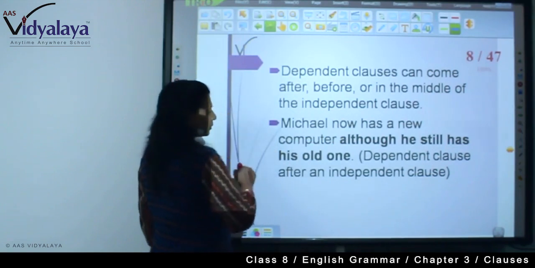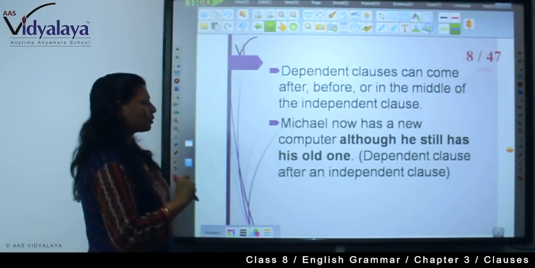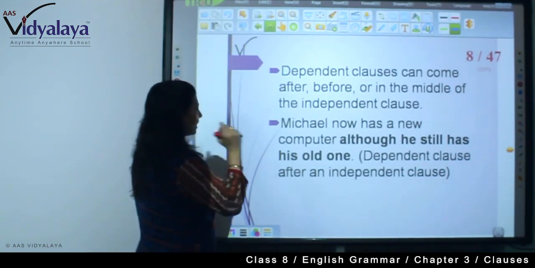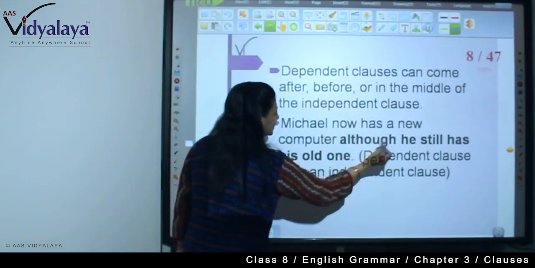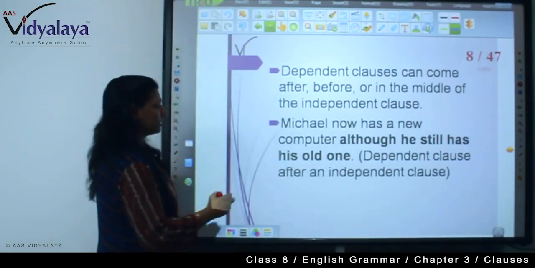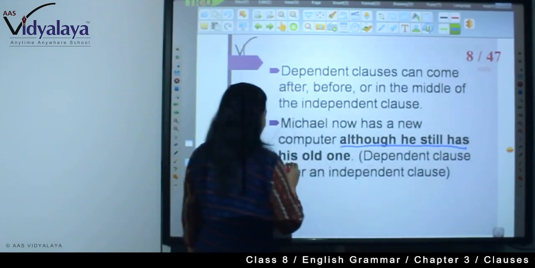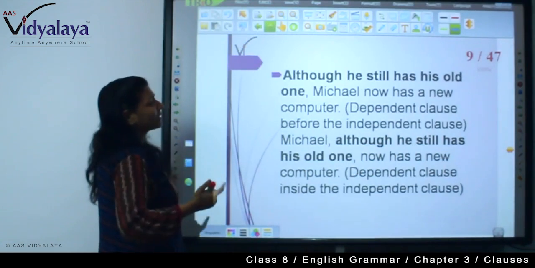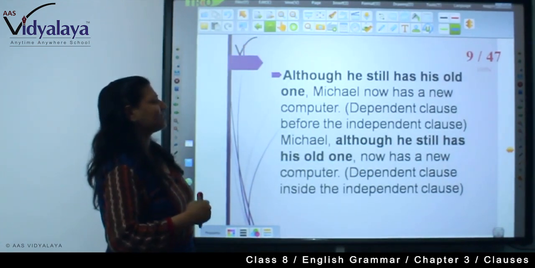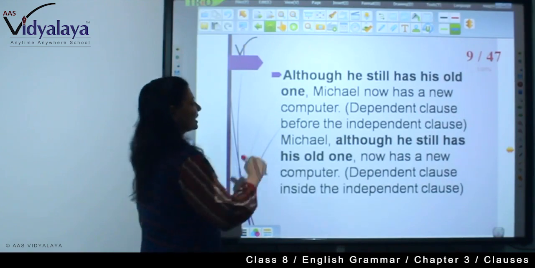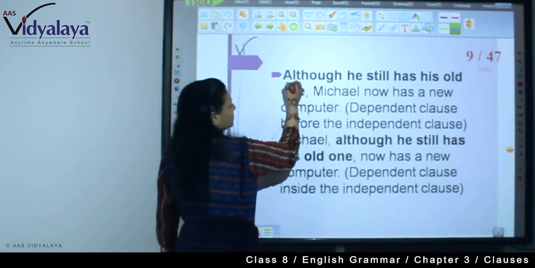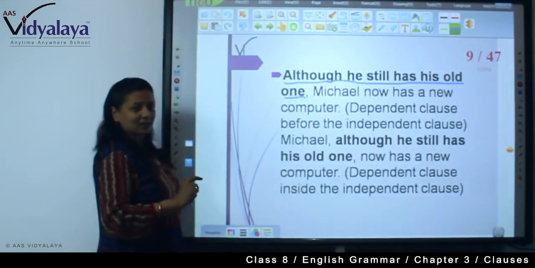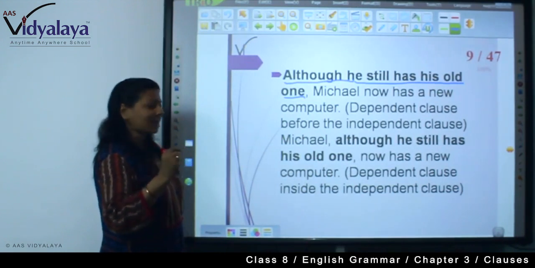Michael now has a new computer although he still has his old one. Now the dependent clause is after an independent clause. Here you are saying this is an independent clause and this is a dependent clause. This one is a dependent clause, although he still has his old one, right? Now, although he still has his old one, Michael now has a new computer. Now you are saying okay, it is before the independent clause. Dependent clause is before, and earlier it was after.